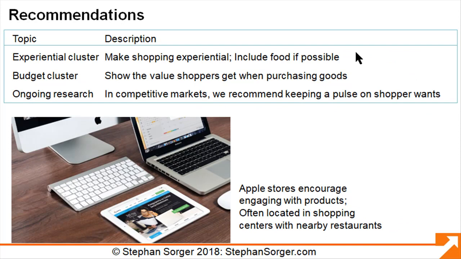In our case, we recommend making shopping more experiential to satisfy the experiential cluster, including food if possible. For example, Apple retail stores encourage customers to engage with the products, so you can use the apps in the store. In addition, many Apple stores are located in shopping centers with nearby restaurants, thus satisfying the need for including food. For the budget cluster, we encourage showing the value that shoppers get when purchasing goods. In Apple's case, their products exude style and quality, helping to justify their relatively high price tags.